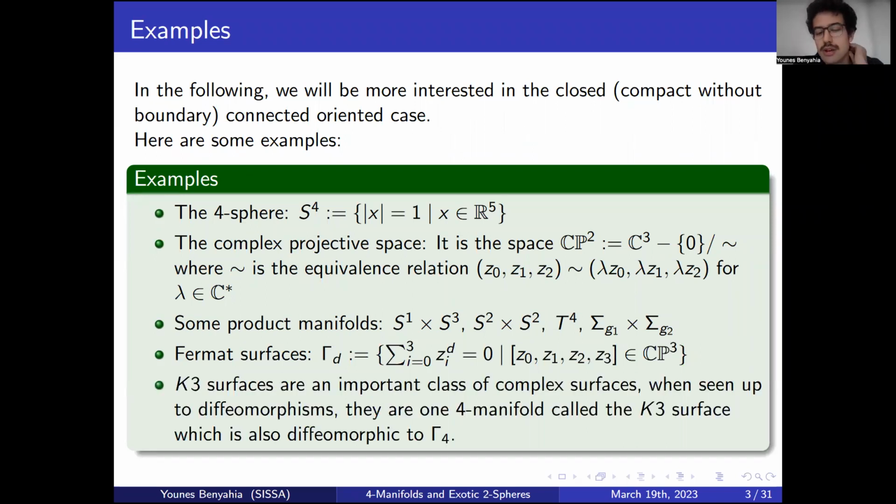And another example is the K3 surfaces, which are an important class of complex surfaces. So they're four-dimensional. But when seen up to diffeomorphisms, they all become only one four manifold. And that's why topologists call it the K3 surface instead of K3 surfaces as complex geometers do. So this K3 surface is actually also diffeomorphic to the Fermat surface.